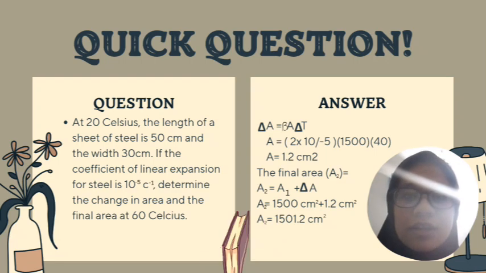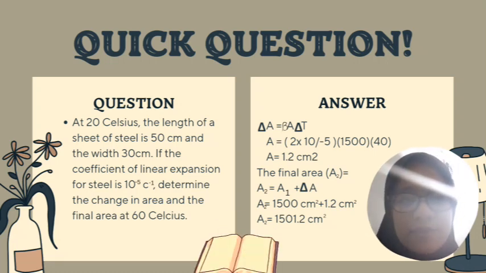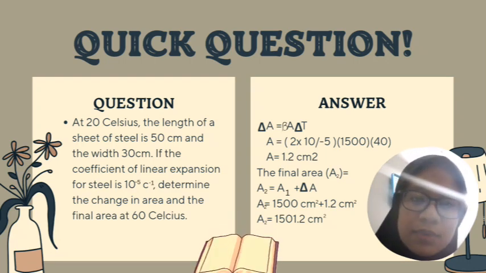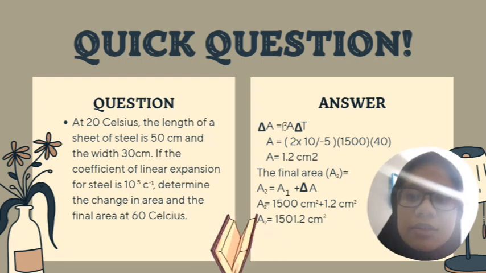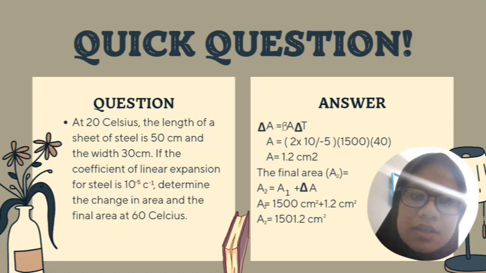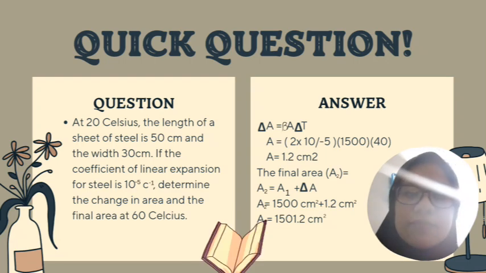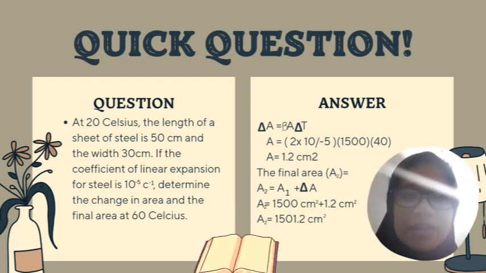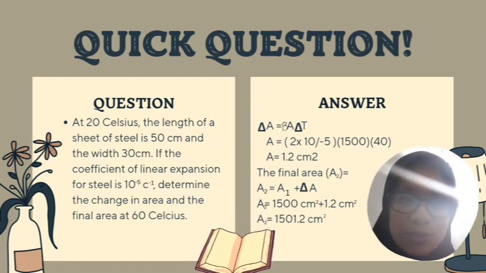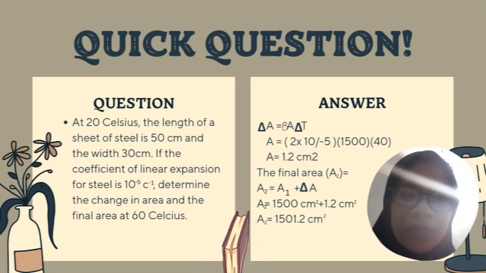And then next, we have to find the initial area by multiplying the length and width of the sheet of steel that have been given in the question, which is 50 centimeter multiplied by 30 centimeter, and the answer is 1500 centimeter square. The next one, in the question, it has been given the coefficient of linear expansion for steel, which is alpha equal to 10 to the power of negative 5 per Celsius. So to find beta, from the formula, we have to multiply it by 2, and the answer is 2 multiplied by 10 to the power of negative 5 per Celsius.